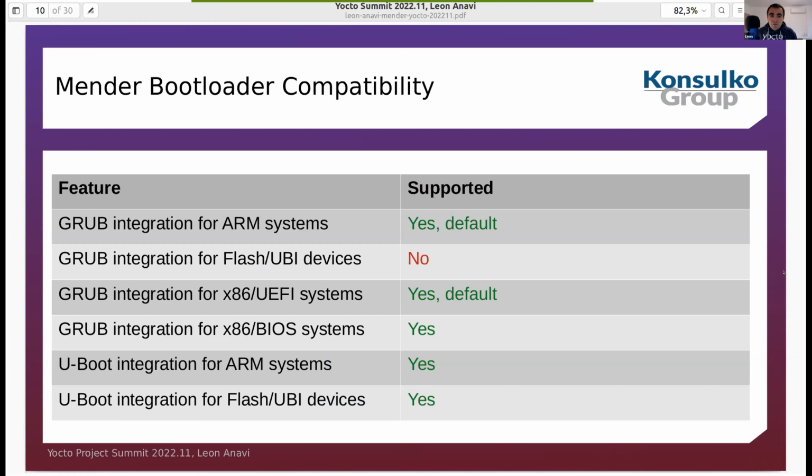Of course, the most important thing to perform a successful upgrade after installing it is the bootloader, because the bootloader is responsible for switching between the A and B partitions. Mender supports both GRUB and U-Boot. By default, it's recommended to use GRUB, but also U-Boot integration is available for ARM systems. So if for one reason or another you're porting Mender to a new device where you cannot use GRUB, U-Boot is also an option.